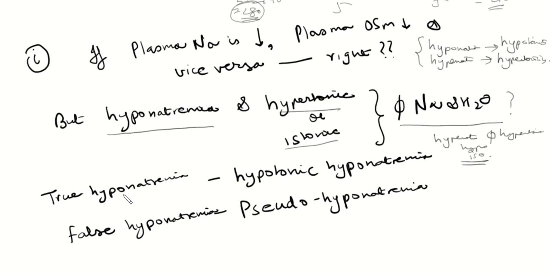So let's focus in on hyponatremia. We divide hyponatremia into true hyponatremia or false hyponatremia. True hyponatremia is hypotonic hyponatremia. False hyponatremia is also called pseudohyponatremia, and it could be what? Isotonic hyponatremia or hypertonic hyponatremia. Okay, you with me so far?